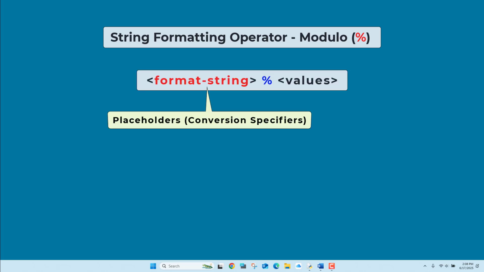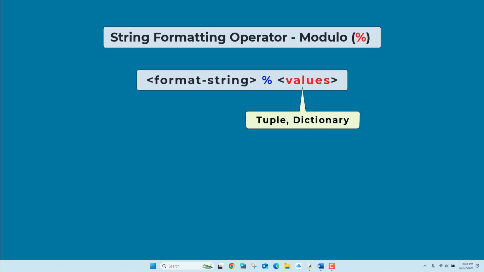This is the syntax. The operand on the left is the format string, which is a string containing one or more placeholders. Think of placeholders like blank spaces that will be filled later. Basically, they are conversion specifiers used to convert values into strings. The operand on the right are the values that are inserted into the format string in the place of placeholders, passed as a tuple or a dictionary. The resulting formatted string is the string with the inserted values.